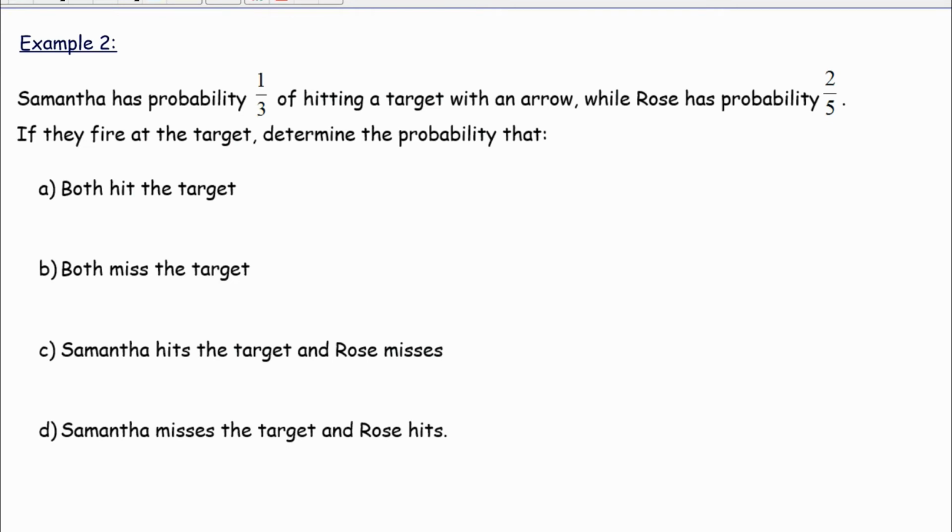So Samantha has a probability of a third of hitting a target with an arrow, while Rose has a probability of 2/5. If they fire at the target, determine the probability that both hit a target. So the probability that both of them hit a target will just be Samantha hitting a target, which is a third, multiplied by probability of Rose hitting a target, which is 2 over 5. And if you multiply those, you'll end up with 2 over 15.